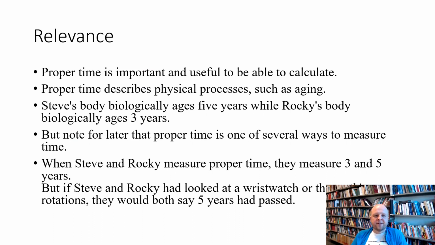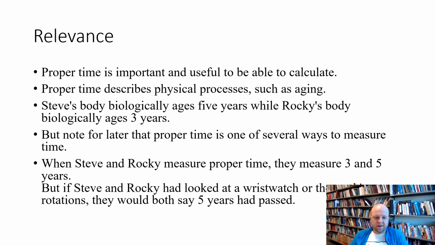The relevance of this is that it's good for physicists to have this objective measurement that they can use, where they don't have to care about what reference frame they are talking about, and the proper time is related and connected to empirical events and physical processes, such as aging, for example. Steve's body will age biologically 5 years, and Rocky's body will age biologically 3 years, because it's proper time that determines this aging and the speed of these processes that makes our body become older. But it's important to note for later that measuring proper time is one out of several ways of measuring time.